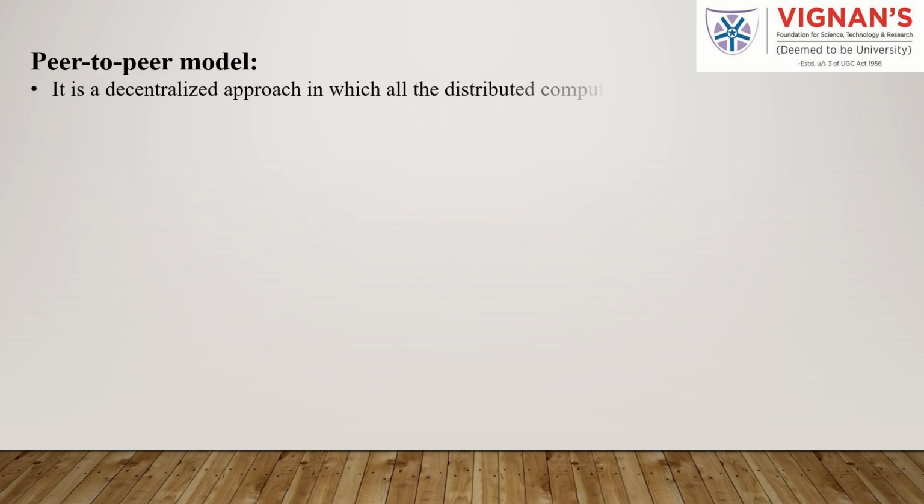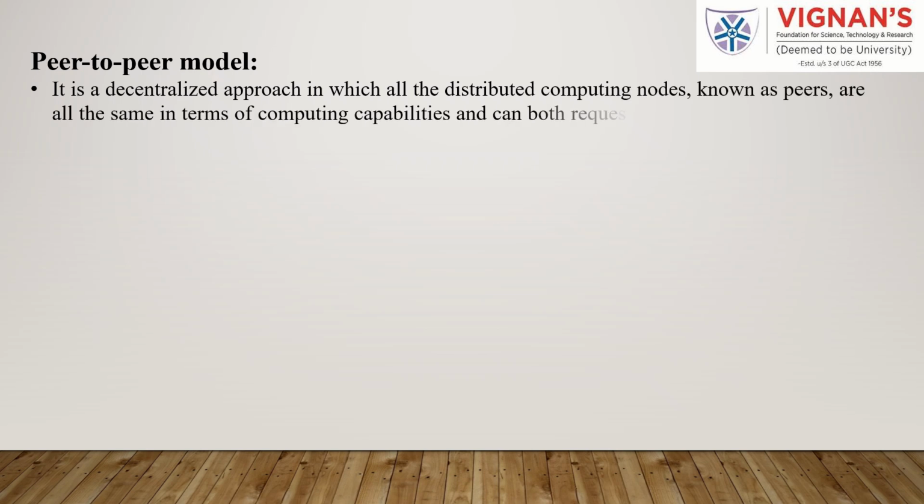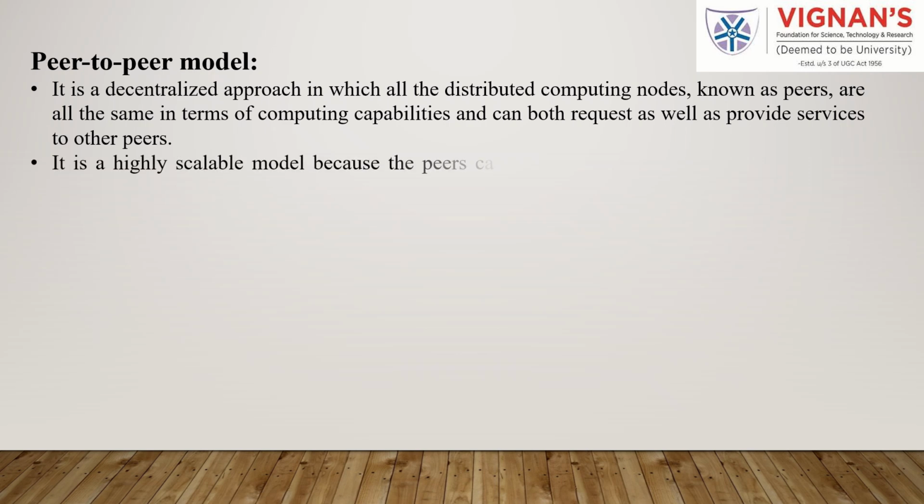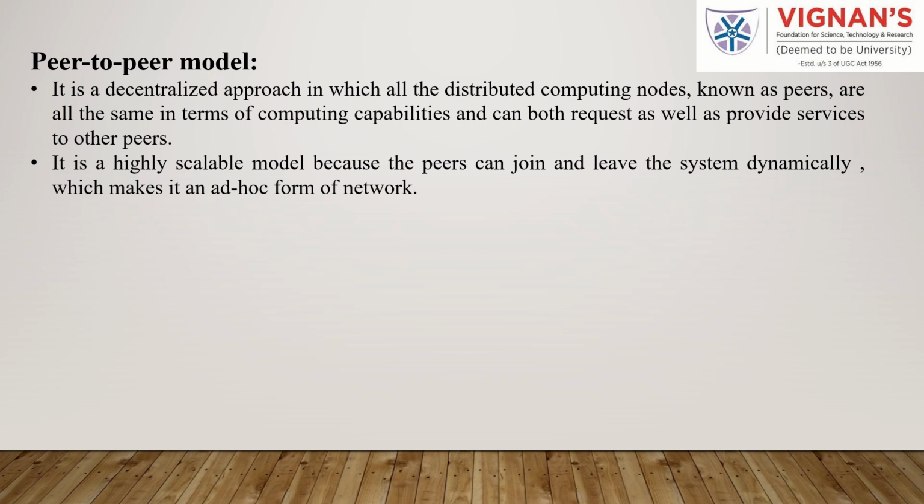Peer-to-peer model. It is a decentralized approach in which all the distributed computing nodes, known as peers, are all the same in terms of computing capabilities and can both request as well as provide services to other peers. It is a highly scalable model because the peers can join and leave the system dynamically, which makes it an ad hoc form of network.